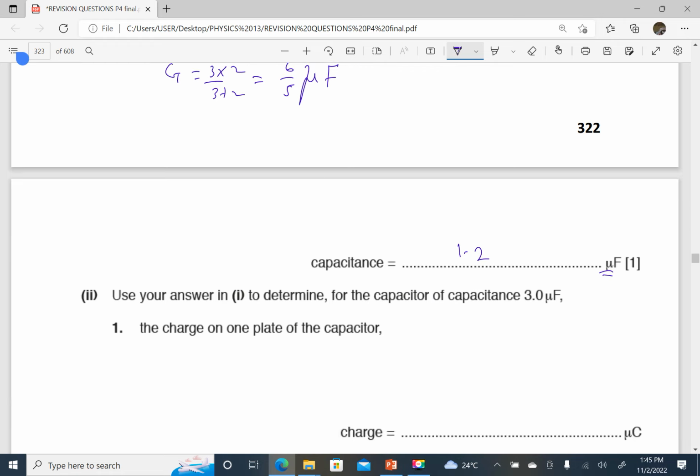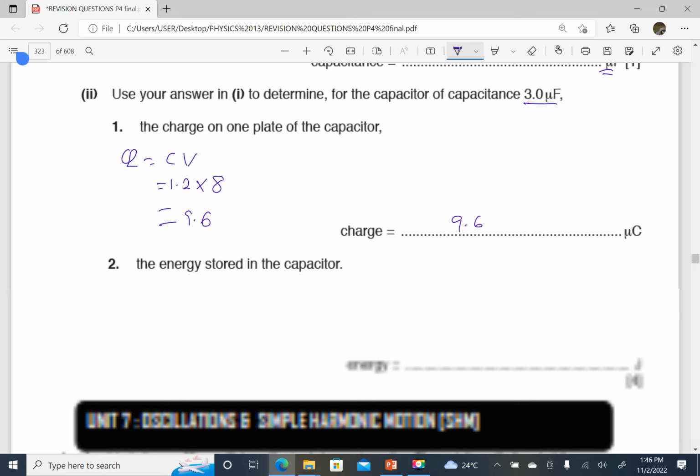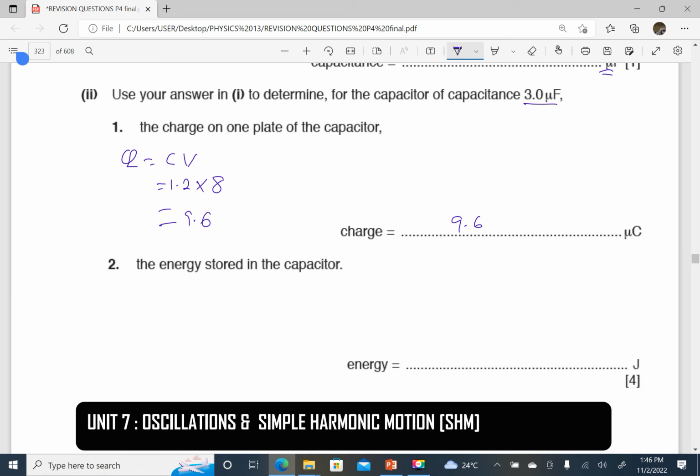Use your answer in part 1, that is total capacitance, to determine the charge for the capacitor of capacitance 3 microfarads. So we know that charge is equal to C times V. All the charge in the capacitor is going to be on the plate. So this can be total charge, which is total capacitance times total PD. So this will be 1.2 times PD, which is 8. And this is giving me, I think, 9.6. That is 9.6.